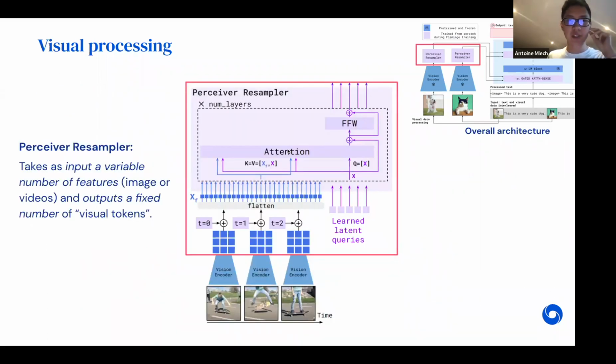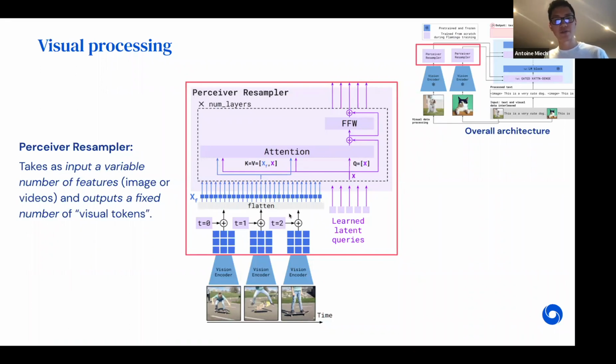Now, moving on to the visual processing. I mentioned this perceiver sampler. One thing that is important to note is that once you have this visual encoder, like here on the bottom, when you have a video, which is basically a stack of frames, you apply the visual encoder on every frame. If you have a very long video, like several minutes, the number of spatio-temporal features you get from that video is huge. You can get basically 1,000 features from this kind of video.